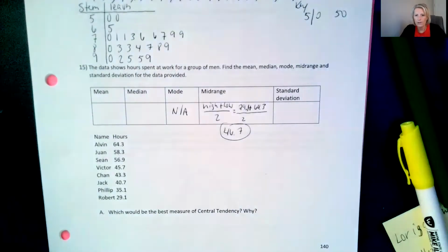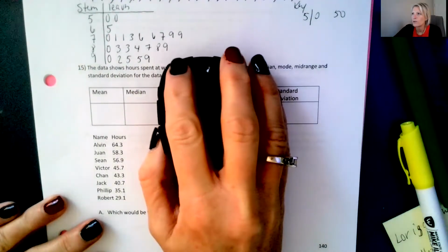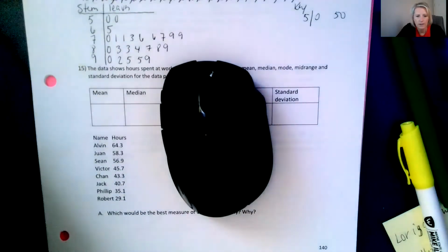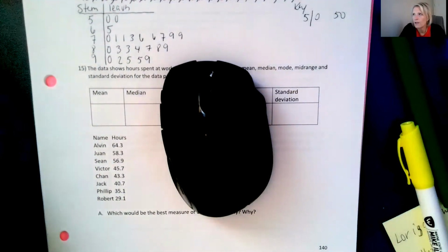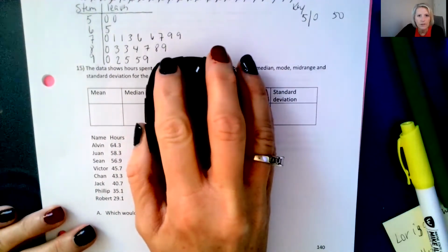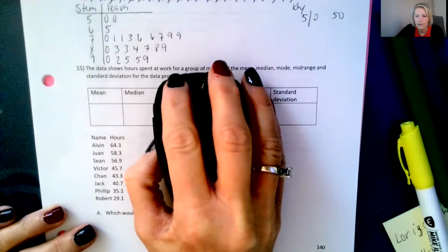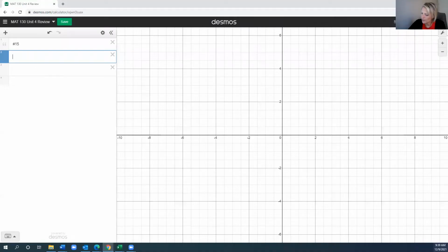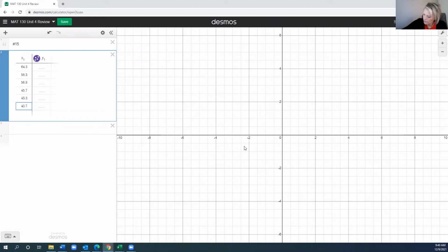Okay, now I'm going to take you to Desmos and we are going to put that in. Let me share my screen here with y'all. First I have to put in our data so that we can tell it what column. And so we have 64.3, 58.3, 56.9, 45.7, 43.3, 48.7, 35.9, 20.1.